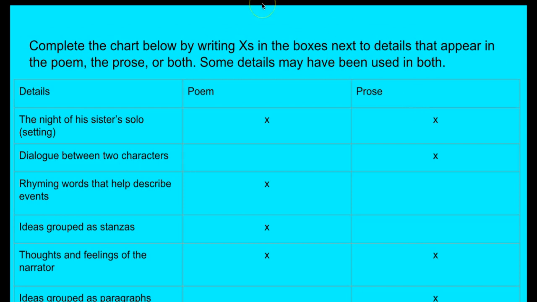And here are your answers. The setting was in both the poem and the prose. The dialogue between the two characters was just in the prose. The rhyming words that helped describe the events was just in the poem. Ideas grouped as stanzas was again just in the poem. Stanzas is a key word. That's how poems are organized. Thoughts and feelings of the narrator, that is in both the poem and the prose. And ideas grouped as paragraphs, that's just in the prose. Again, paragraphs is a key word because that is how prose is organized.